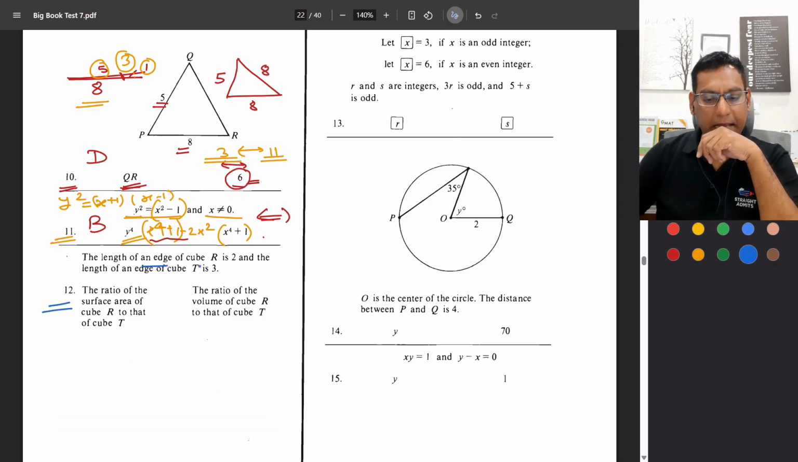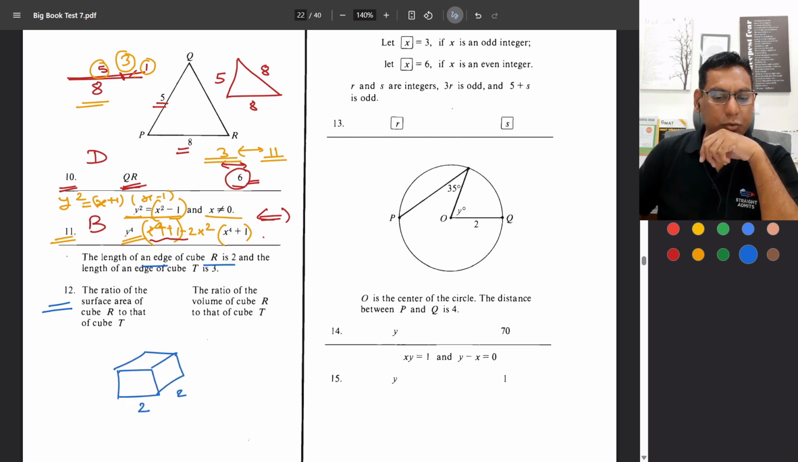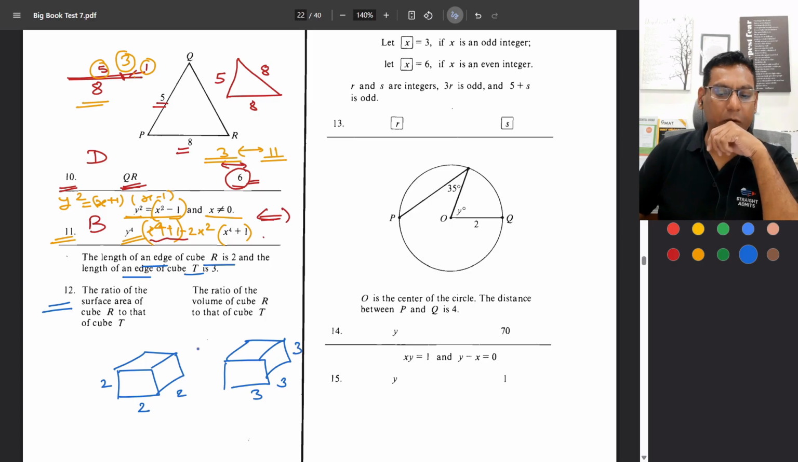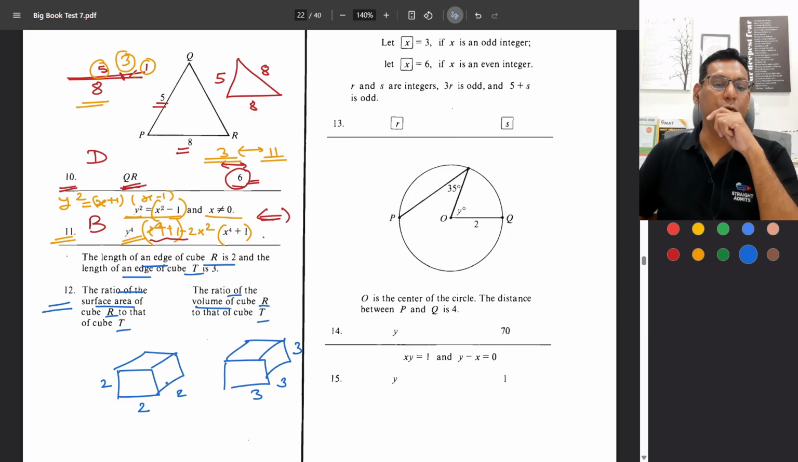The length of an edge of cube R is 2. So this is a cube R. This length is 2, that means 2, 2, 2 everywhere. And the length of an edge of cube T is 3. So there's another cube which is a little bigger, which is 3, 3, 3. The ratio of the surface area of R to T, and the ratio of the volume of R to T.